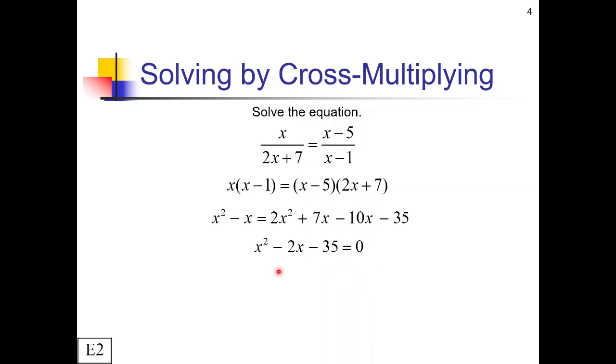This definitely looks like I could try to factor it. Let's see here. Things that multiply to negative 35 and add up to negative 2. 1 and 35 doesn't work, and the only other option is 5 and 7.